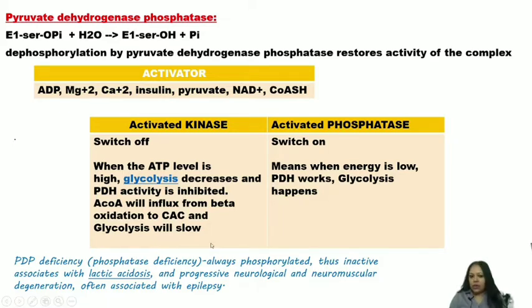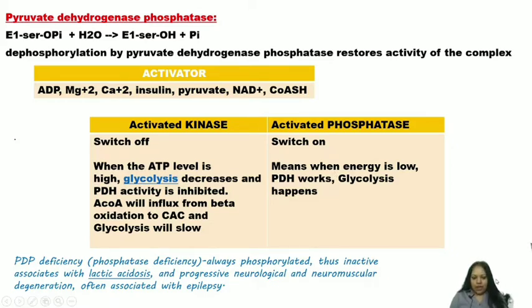And glycolysis will slow down. While the activated phosphatase causes switching on of this enzyme complex, and it means that when there is low energy, PDH works, and if PDH works, phosphatase should be activated because it is the phosphatase which actually represents the enzyme. So, if it happens, glycolysis happens, correct?